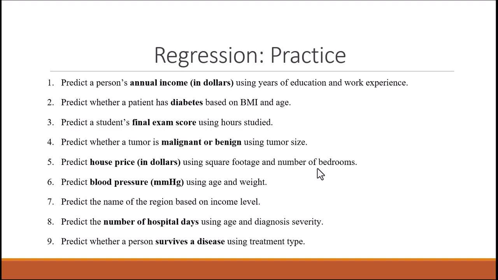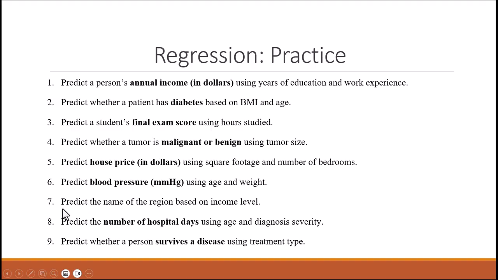House price in dollars is our target variable, so it is continuous numeric and we can use linear regression. The sixth one is predicting blood pressure using age and weight. The blood pressure, again, is a continuous and numeric variable, and we can use linear regression.